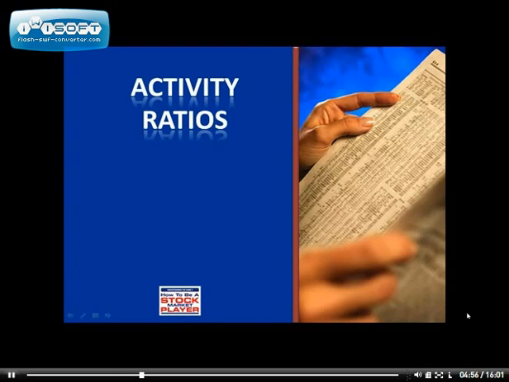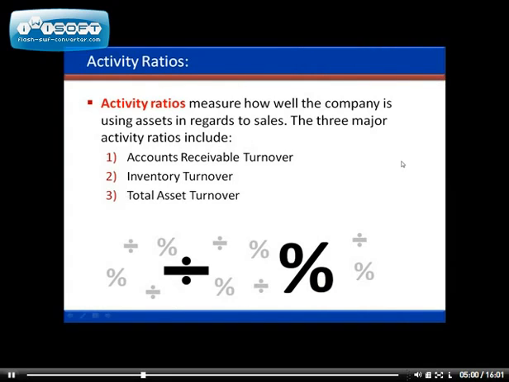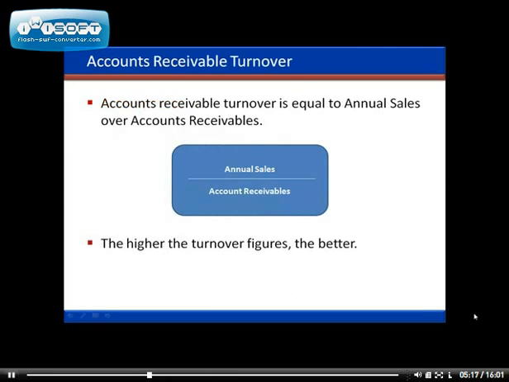All right, so let's look at activity ratios. Activity ratios measure how well the company is using assets in regards to sales. The three major activity ratios include accounts receivable turnover, inventory turnover, and total asset turnover. The first one that we are going to look at is accounts receivable turnover.